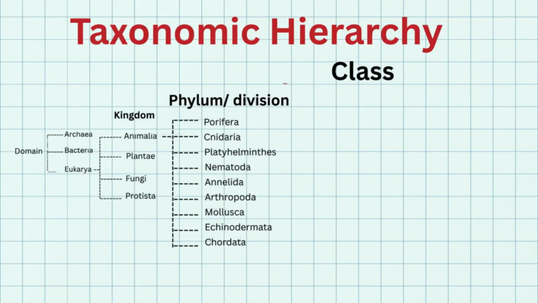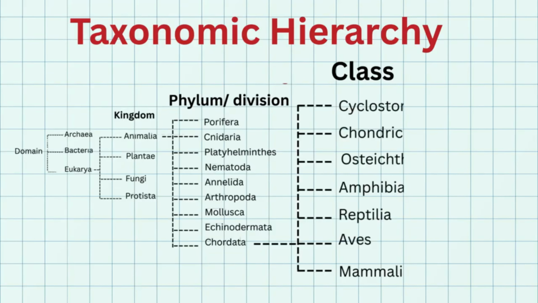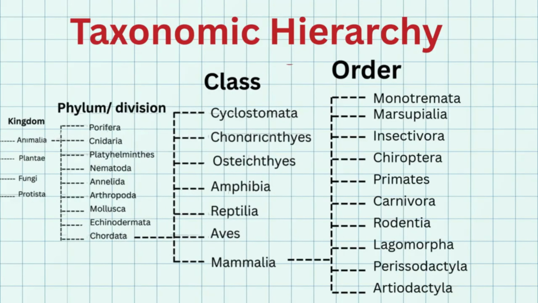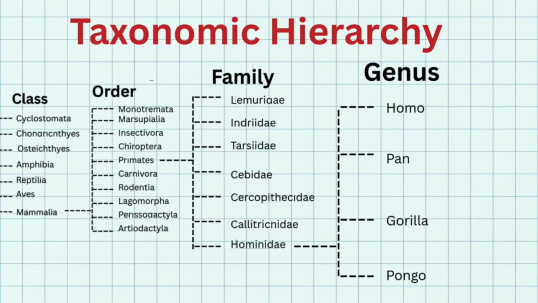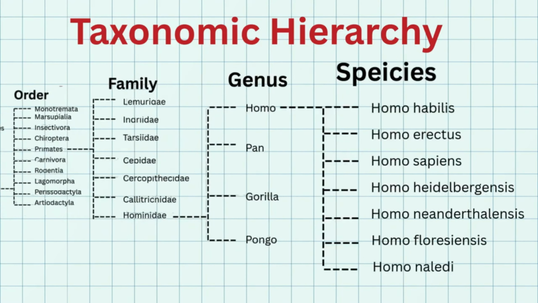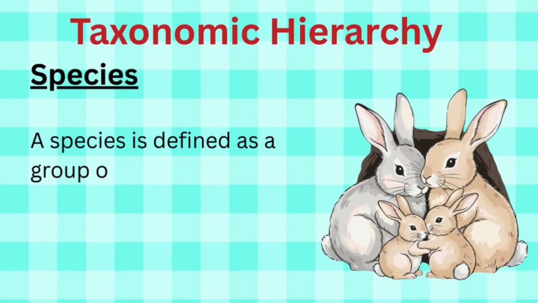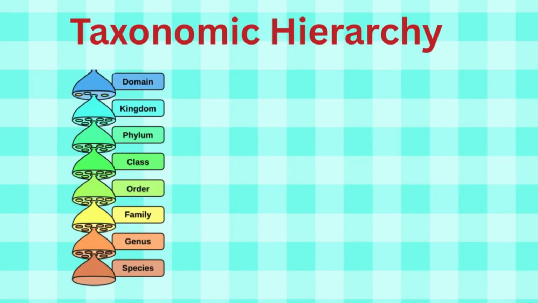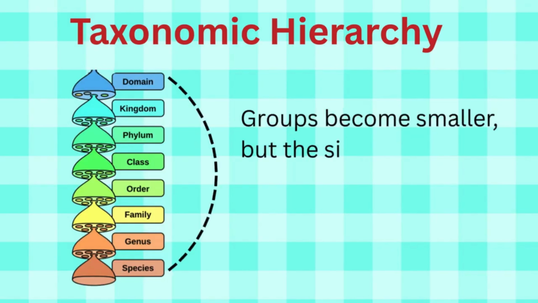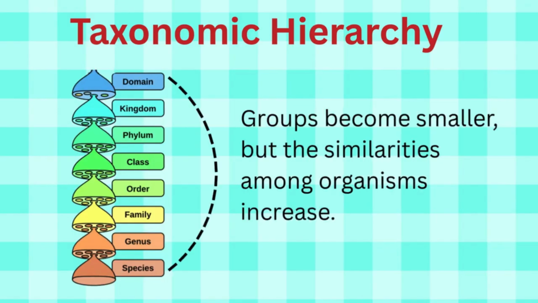Then comes class. Each phylum or division is divided into related classes. Each class is further divided into orders. Each order is divided into families. Each family is divided into related genera. Finally, we reach species, which is the lowest and most specific level of classification. A species is defined as a group of similar organisms that can interbreed and produce fertile offspring. As we move from domain to species, the groups become smaller, but the similarities among organisms increase. This hierarchical system makes the classification of millions of organisms logical, organized, and easy to study.